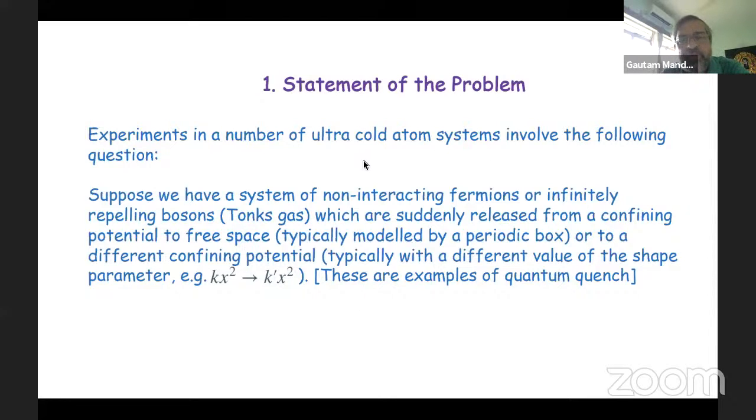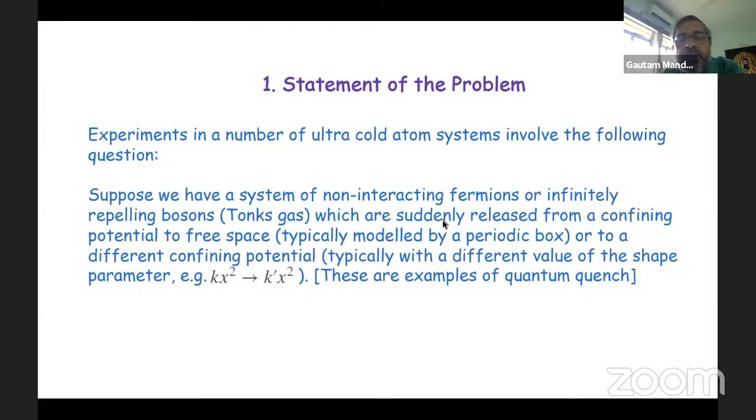Suppose we have a system of non-interacting fermions or infinitely repelling bosons, this is also called the Tonks gas, which are suddenly released from a confining potential to free space, typically modeled by a periodic box, or to a different confining potential. So we have fermions in a trap. These are like a cold atom system which have some confinement, so that at the end the potential rises up. So it's a confining potential.